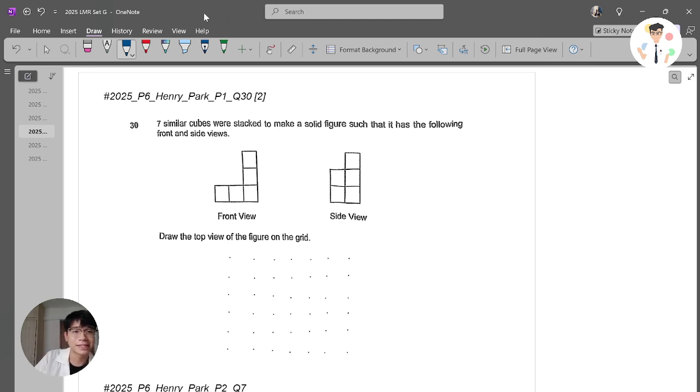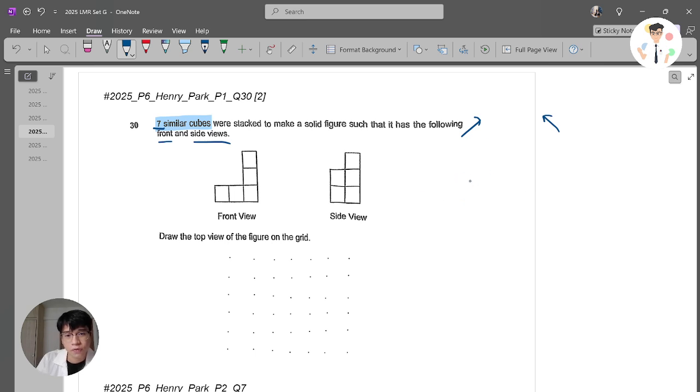Now, 7 similar cubes were stacked to make a solid figure. So, this is a very important word here. 7 similar cubes. So, you know that there are only 7 cubes here, okay? Were stacked to make a solid figure such that it has the following front and side view. So, this is the front view. So, always we draw like this, right? This is the front. This is the side. So, front view will be something like this. Side view will be something like this.